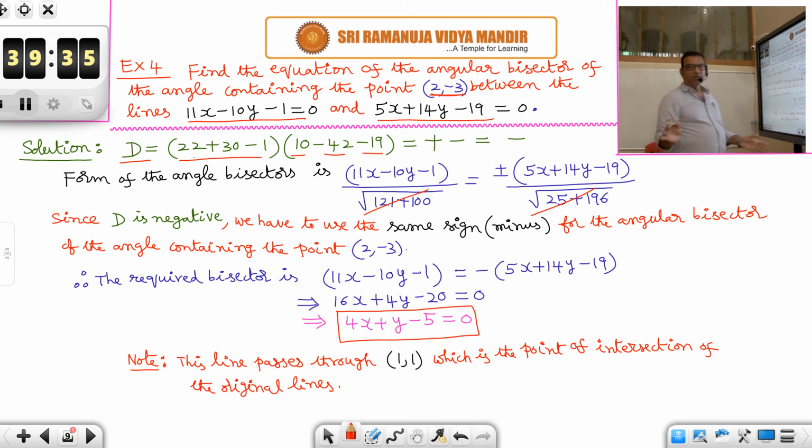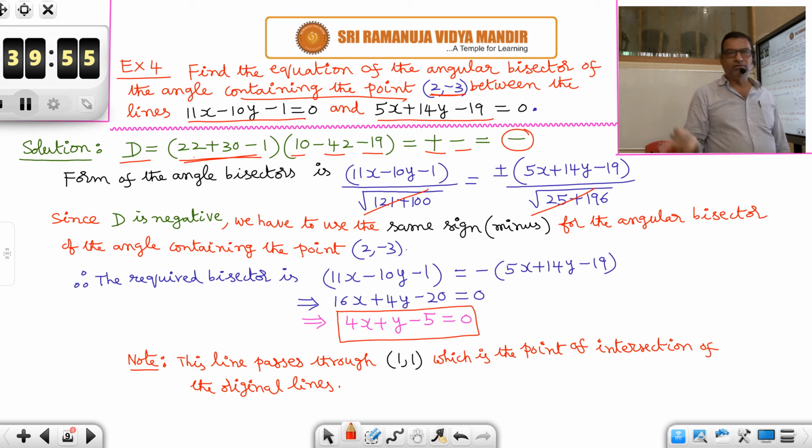Its actual value is not required. We want only whether it is positive or negative. The first bracket is clearly positive, the second bracket is clearly negative, and positive into negative is negative. So the sign is important. He wants the angular bisector of the angle containing the point. Therefore we have to use the same sign as D. So D is negative, and we have to use the minus sign.